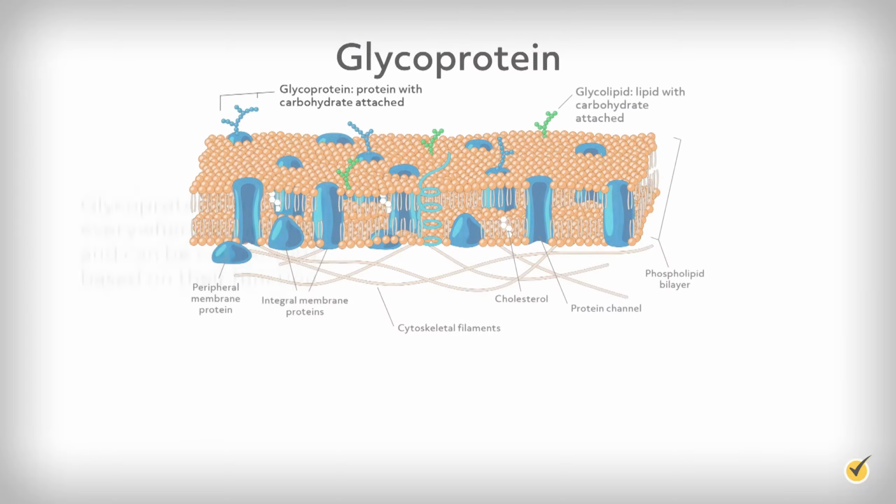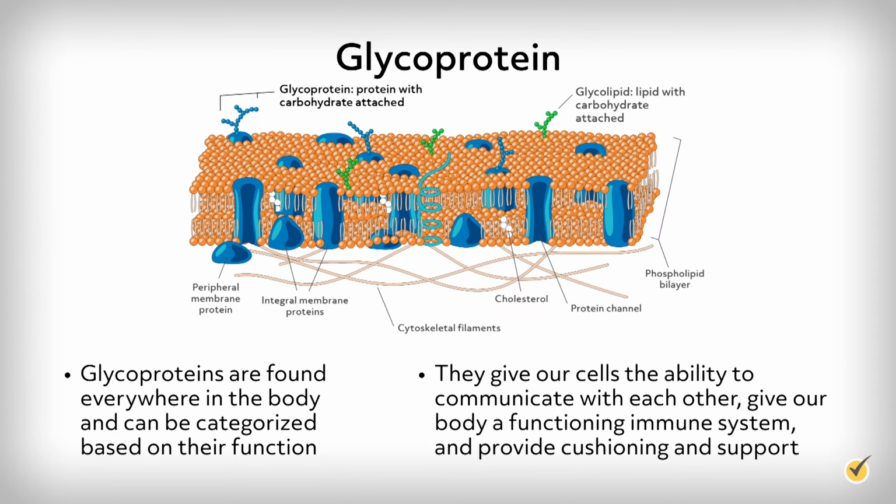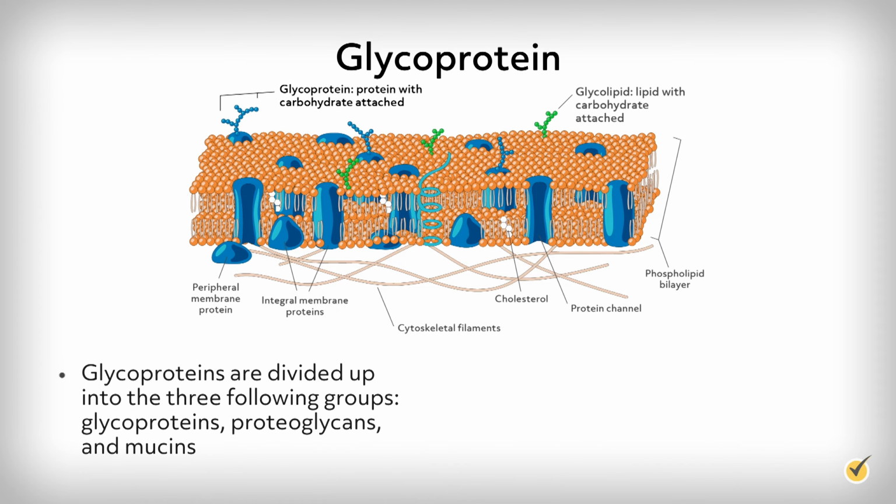Carbohydrates aren't limited to bonding just with one another. In fact, a lot of carbohydrates don't exist solely on their own, but instead form molecules called glycoproteins. Glycoproteins are found everywhere in the body and can be categorized based on their function. This dynamic duo is what gives our cells the ability to communicate with each other, gives our body a functioning immune system, and provides cushioning and support throughout. Glycoproteins are divided up into the three following groups: glycoproteins, proteoglycans, and mucins.